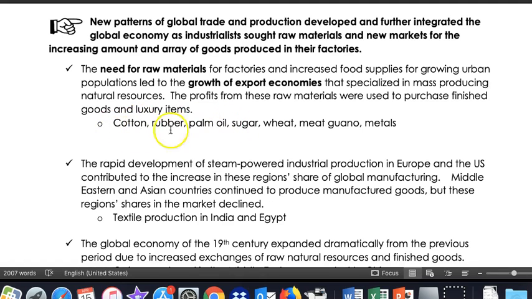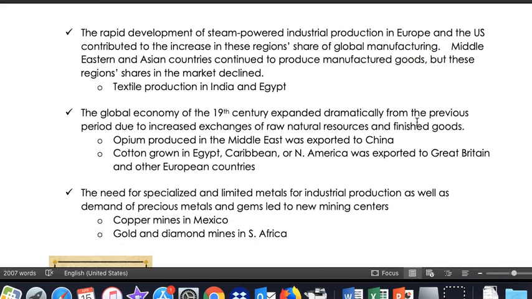Resources that they were seeking: cotton, rubber, palm oil, sugar, wheat, meat, guano, metals. All of these are necessary for industrial production at that time, and so they're seeking out these resources to make those finished goods.